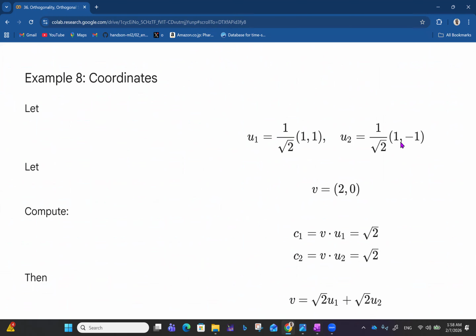The same goes for this also, because you have 2 times 1 over root 2, then 0 times minus 1, so that goes to 0. So you also have root 2. So c1 is v dot u1 equals root 2, and c2 is v dot u2 equals root 2.